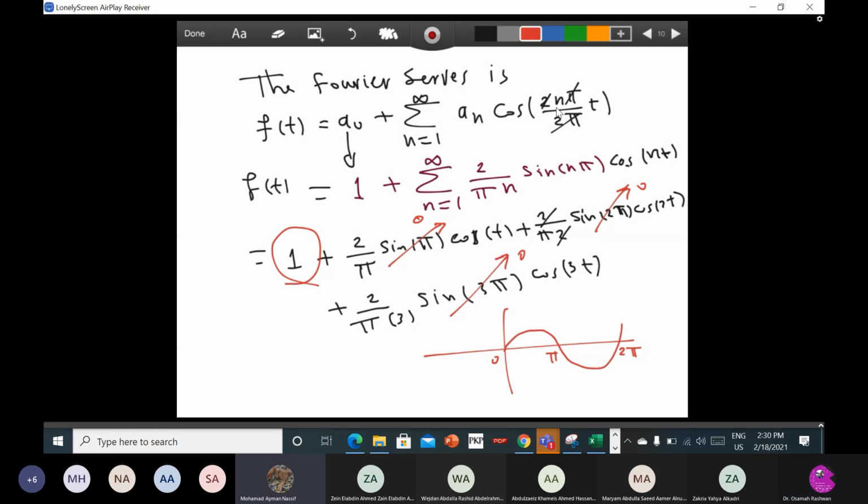Doctor, how come it's odd, not even? I'm not saying odd or even, Muhammad. I'm just saying you said it is even because it's symmetric with respect to y, right? I go with you, and I find the coefficient an because it is even. And when I have the values, I know sine pi is 0, sine 2 pi is 0, right? Is it clear?